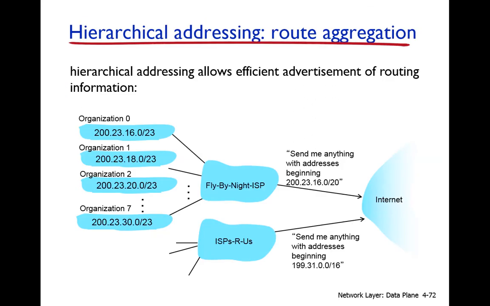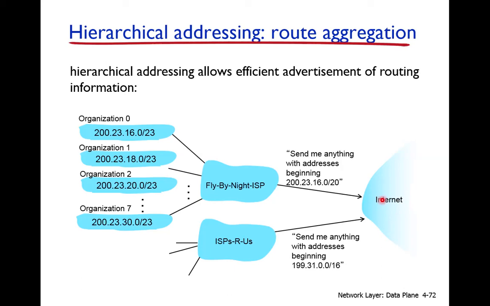Now another important concept is prefix matching. You can see, for example, this is the ISP, Fly-By-Night ISP. It assigned these IP addresses to the organizations. All these IP addresses can be represented by using a single IP address like 223.16.20. This is the common prefix among all these IP addresses, and this common prefix will be stored in a router.